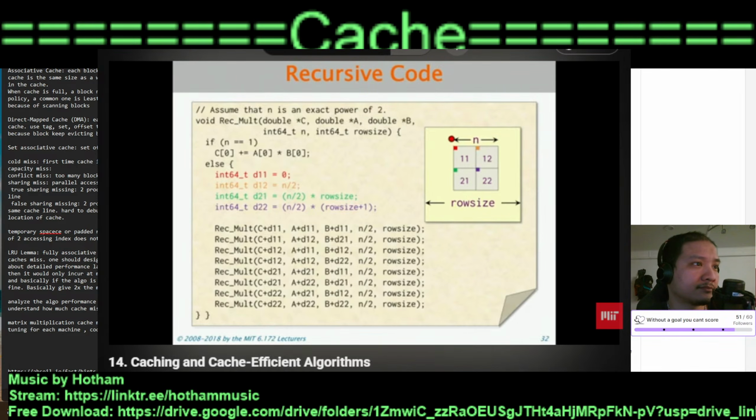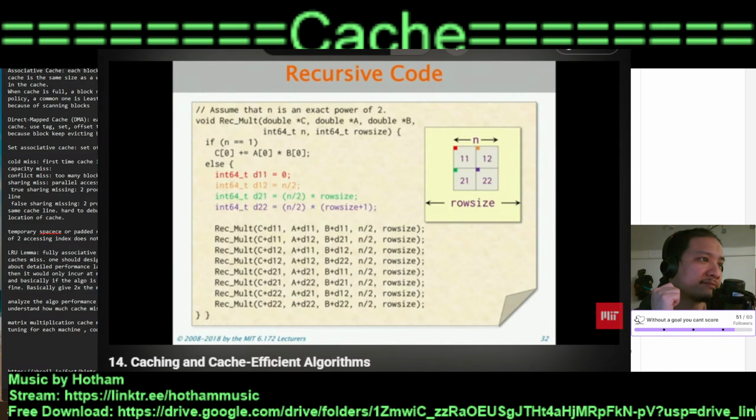So I just need to add the width of my quadrant, which is n over 2. And then to get the first element in quadrant 2, 1, I'm going to jump over n over 2 rows. Each row has a length row size, so it's just going to be n over 2 times row size. And then the first element in quadrant 2, 2 is just the first element in quadrant 2, 1 plus n over 2. So that's n over 2 times row size plus n over 2.